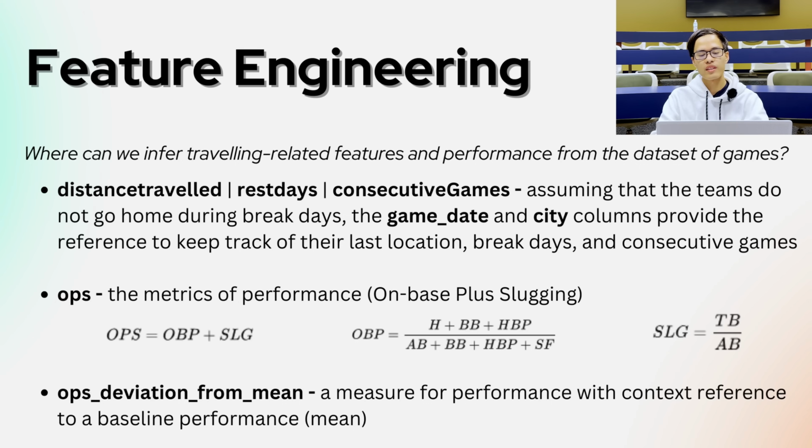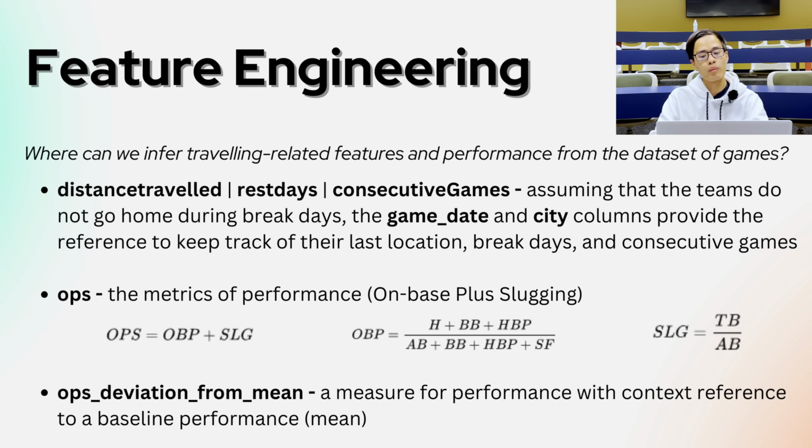One of the first questions that we laid out from the start was where we can infer travel-related features from the dataset. The information that we use as a reference from the dataset is the game date and city, which gives us the locations the away teams travel from, as well as consecutive rest days and game days.